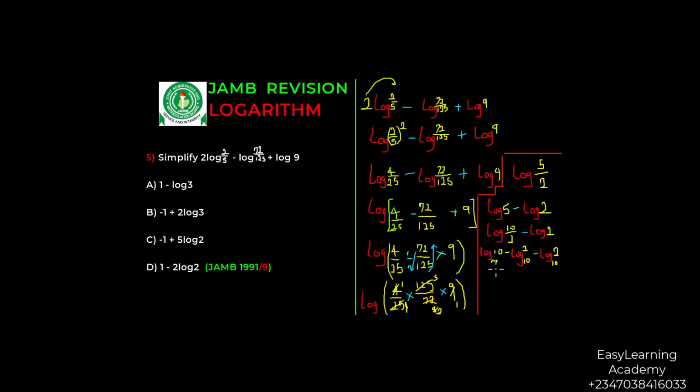Now log 10 base 10 is 1. And then minus log 2 base 10 minus log 2 base 10, they are the same thing. So that will be equal to minus 2 log 2 base 10. Okay, so I think we've gotten our answer: 1 minus 2 log 2 base 10. And all the options here are base 10 because no other base is written. The correct option there is option D. Option D is the correct option.